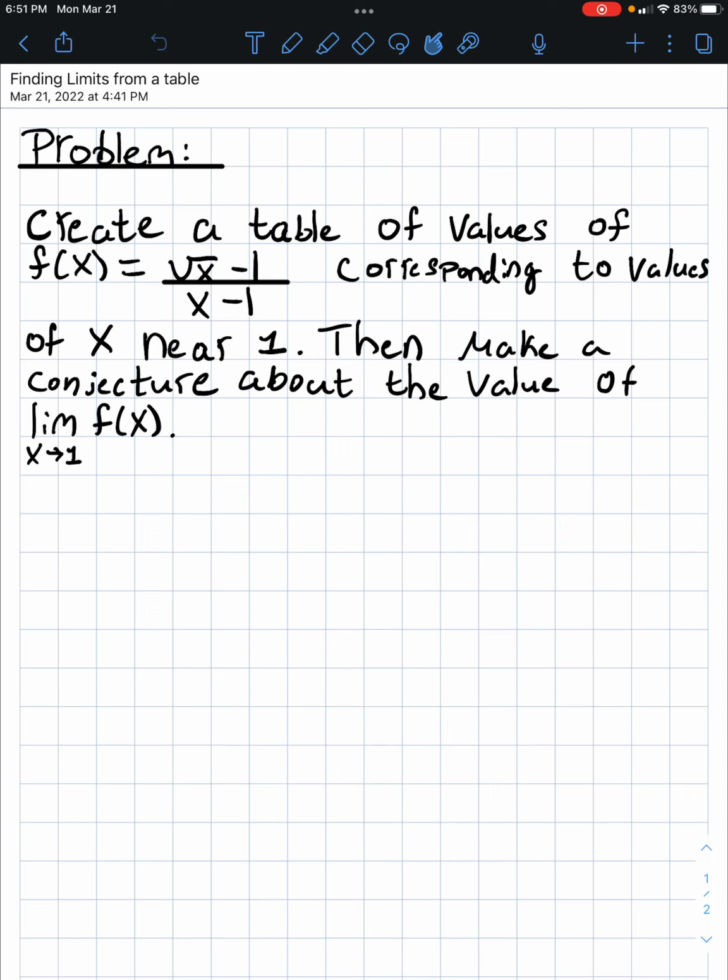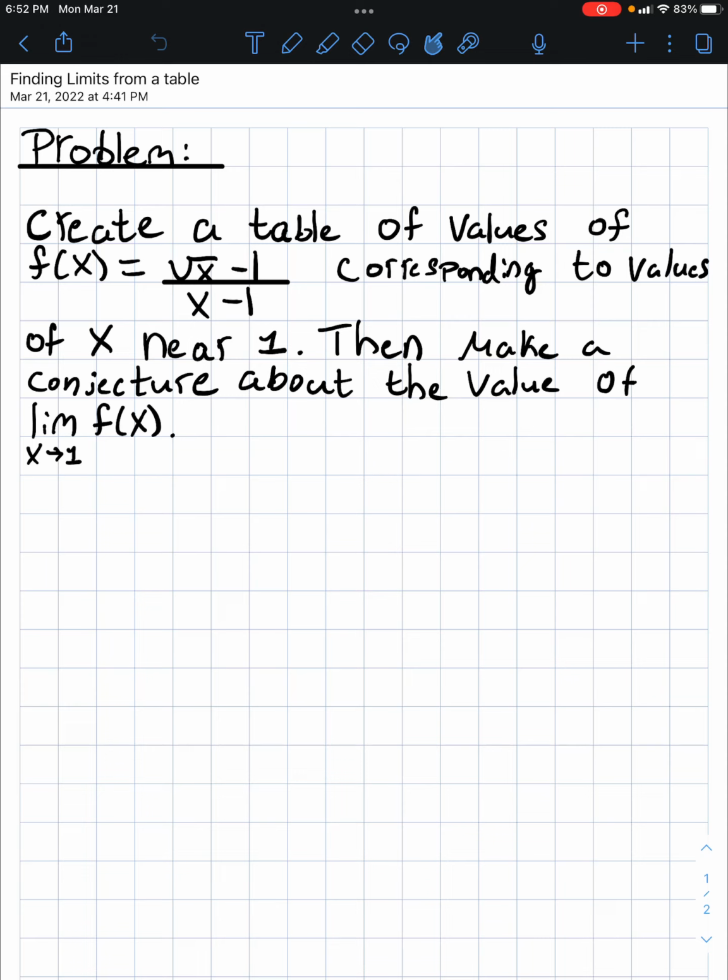The problem. Create a table of values of f of x equal to the square root of x minus 1 divided by x minus 1, corresponding to values of x near 1. Then make a conjecture about the value of the limit of f of x as x approaches 1.